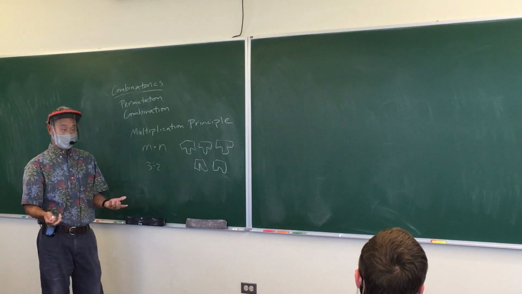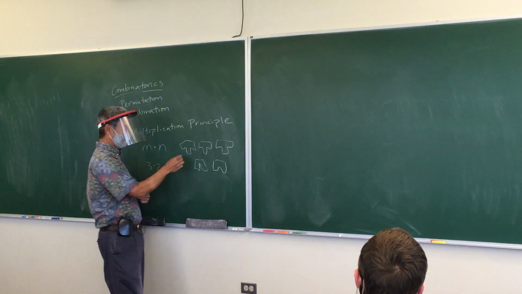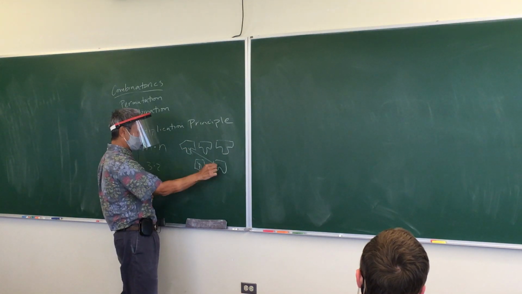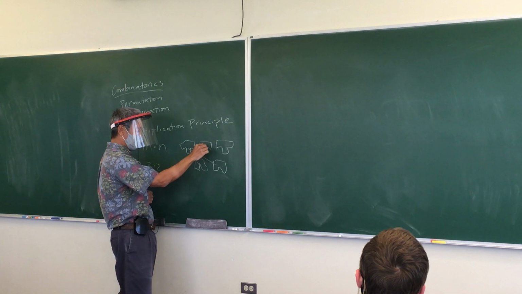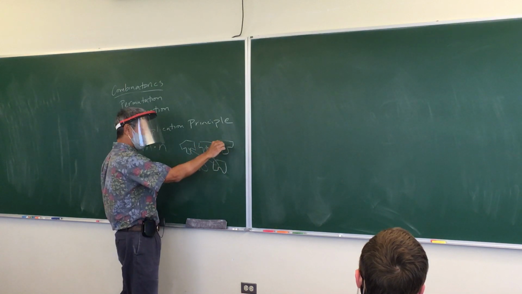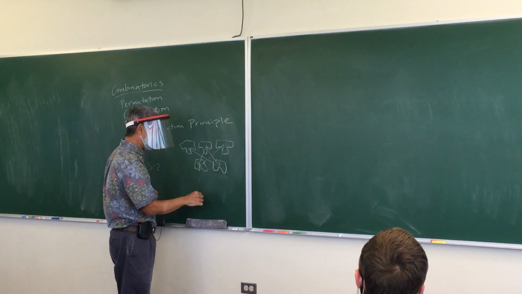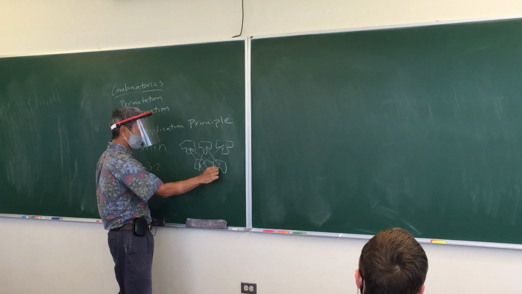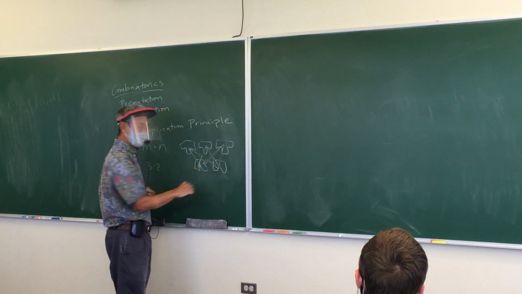But the way you would do it in elementary school would be like this. I can wear this shirt with this pants or this pants. This shirt can be worn with this pants or this pants. And this shirt could be worn with that pants or that pants. And how many is that? 1, 2, 3, 4, 5, 6, right?